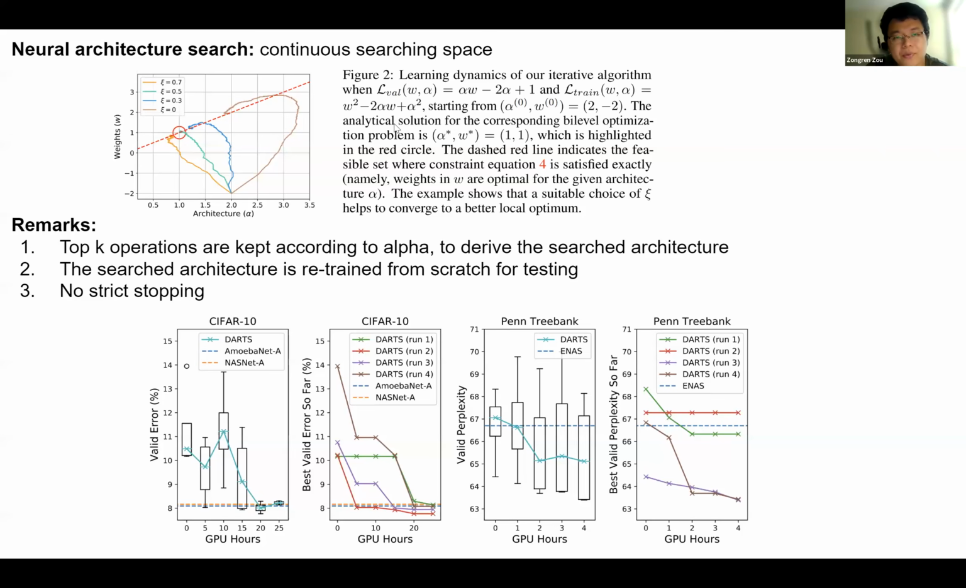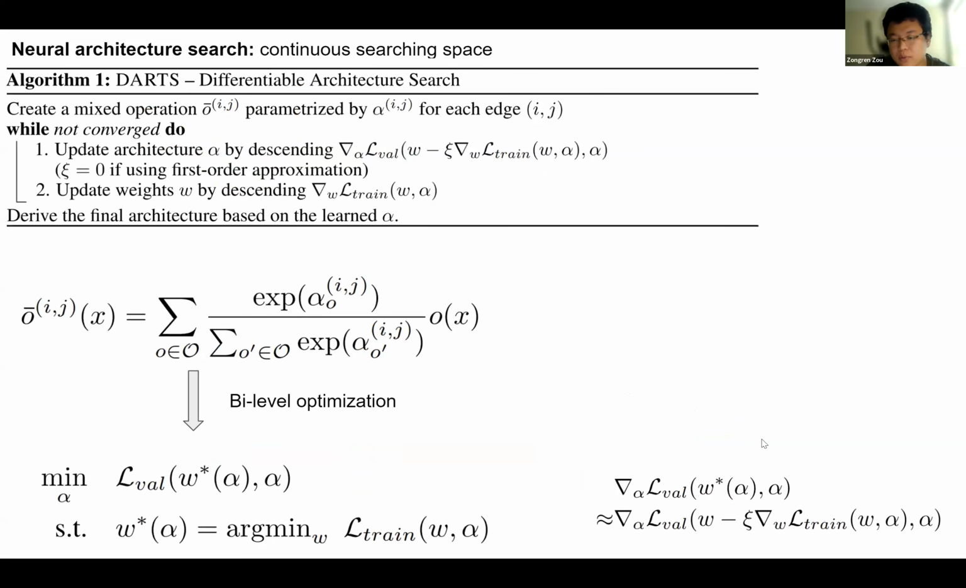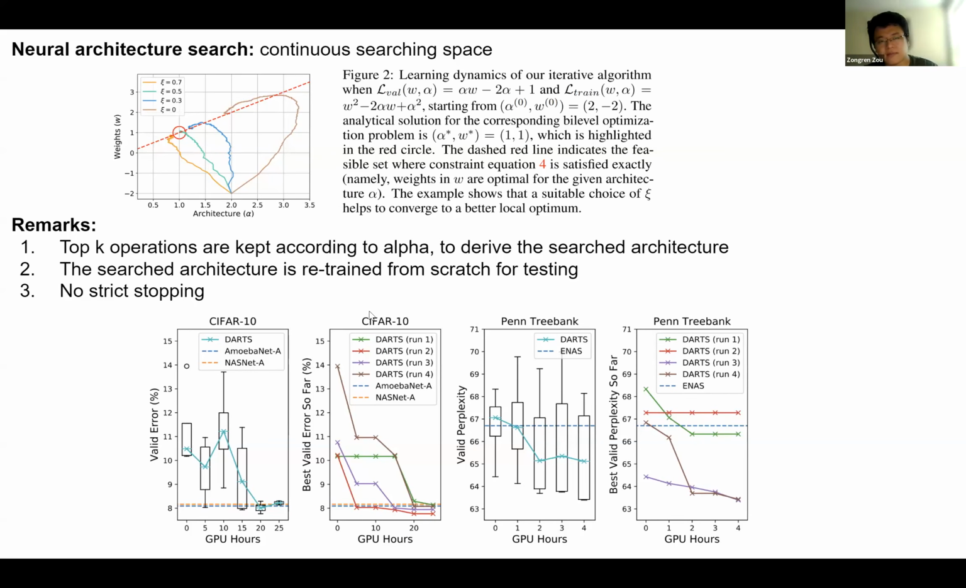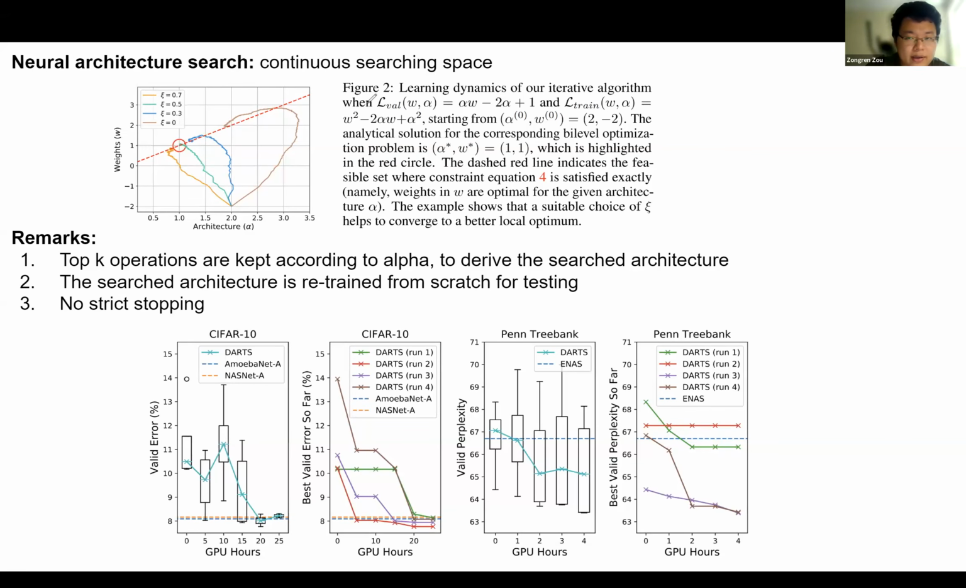So the authors of the paper realized that the bi-level optimization problem solved in this way is of course not guaranteed to be accurate. For instance, for this simple bi-level optimization problem, different values of this C, which could be considered as the learning rate of the inner update, lead to totally different results. Some converge to the right one, some do not. So this is the issue of the bi-level optimization solved in this way.